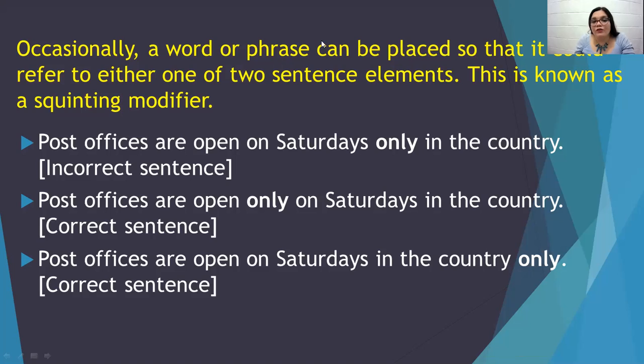Occasionally, a word or phrase can be placed so that it could refer to either one of two sentence elements. This is known as a squinting modifier too. You see examples here. Post offices are open on Saturdays only in the country. This is an incorrect sentence. Post offices are open only on Saturdays in the country. And another version suggests: post offices are open on Saturdays in the country only.